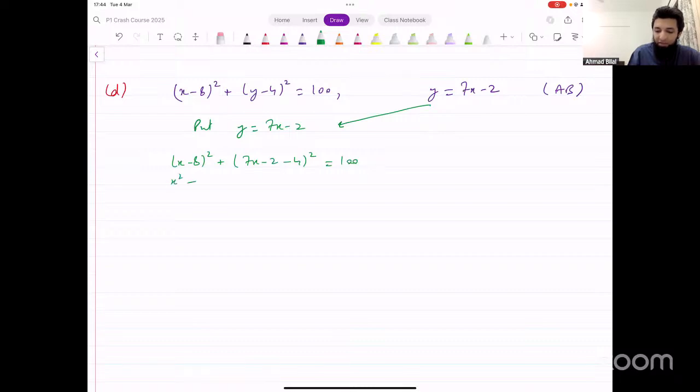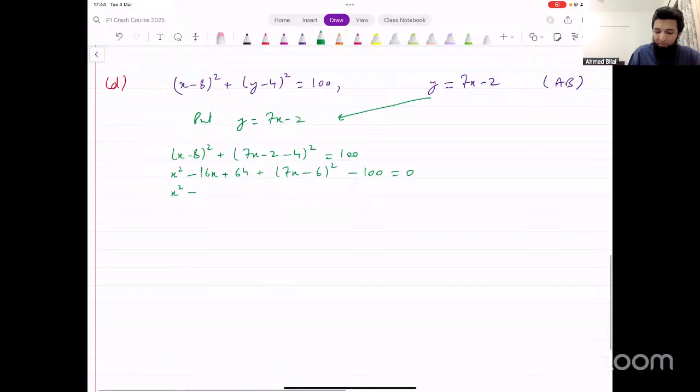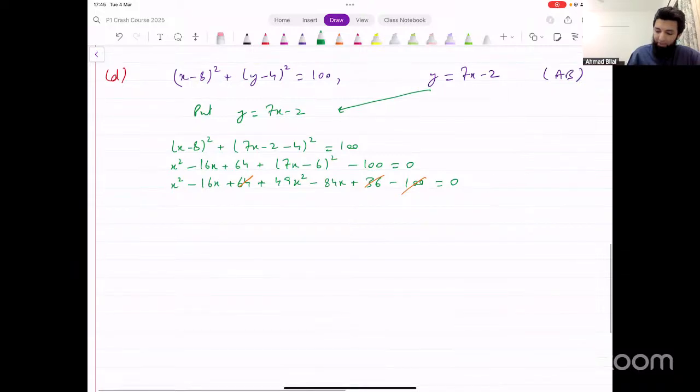x squared minus 16x plus 64 plus 7x minus 6 whole squared. Let's bring 100 to the left side as well, equals 0. Let's simplify this further. x squared minus 16x plus 64 plus 49x squared minus 2 into 7 into 6, that's 42 times 2, which is 84 times x, plus 36 minus 100 equals 0. 64 plus 36 and minus 100, they get cancelled. And we have x squared plus 49x squared, that is 50x squared, minus 16 minus 84, that is 100x, that equals 0.